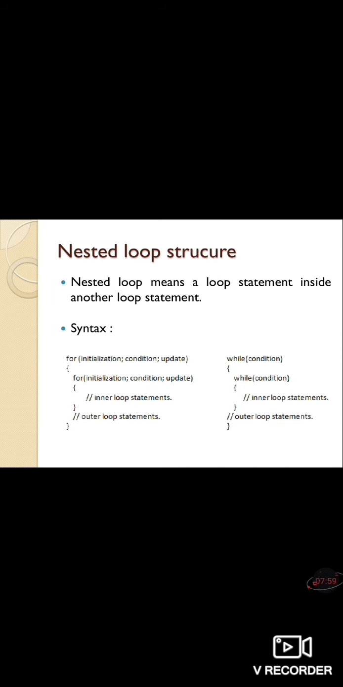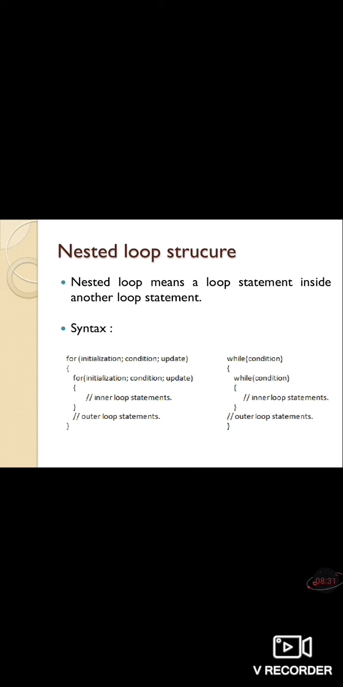Next, nested loop structure. Nested loop means a loop statement inside another loop statement. C supports nesting of loops. Nesting of loops is a feature in C that allows a looping statement inside another loop. That is why nested loops are also called loop inside loop. Any number of loops can be defined inside another loop. That is, there is no restriction for defining any number of loops.